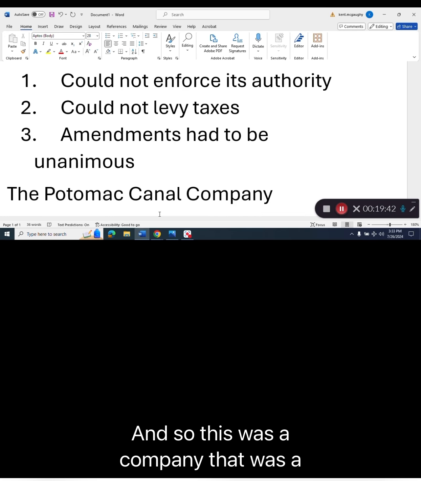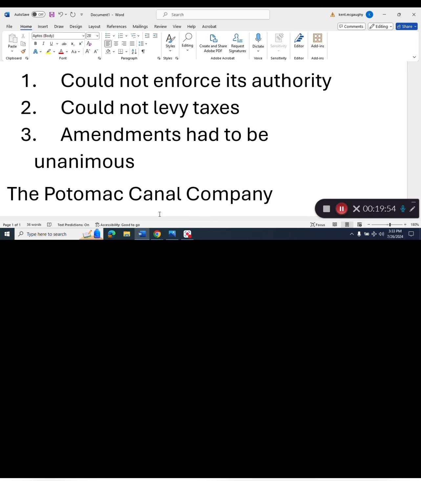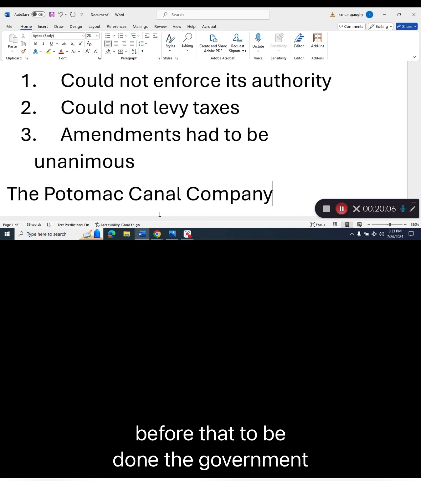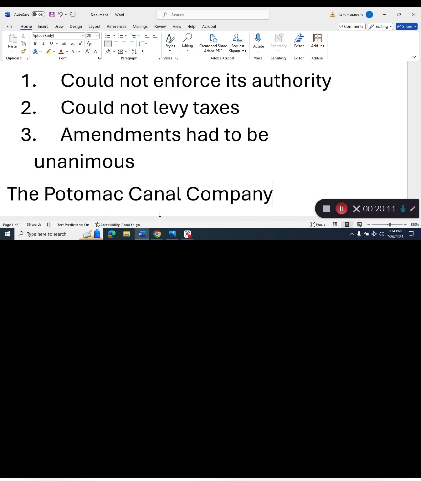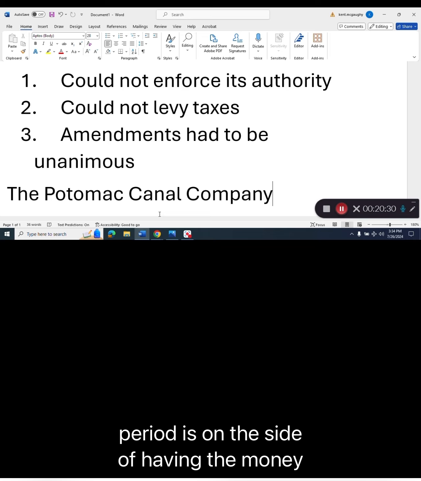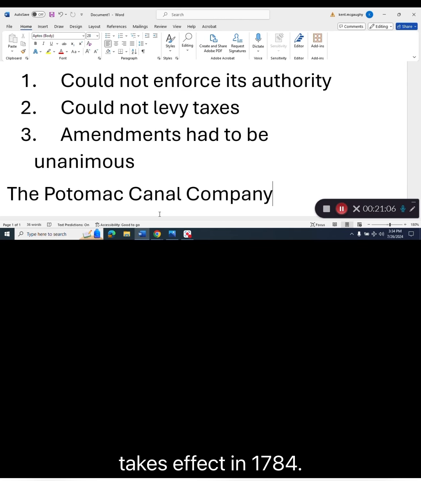And so this was a company that was a partnership between private financial interests and the government of Virginia. Because when it came to building canals of this nature that would be linking the Ohio River to the Potomac River, before that could be done, the government would have to give certain authorization. And so the idea is that the government had to be part of this company in order to do the things that only the government could do. Now, again, where governments fell short in this time period is on the side of having the money to pay for the construction of these canals. And so that was where the private financial interests came in. The private side of the company raised the money. The government side of the company passed the legislation that allowed for the things to be done that had to be done. And so this is what, again, takes effect in 1784.